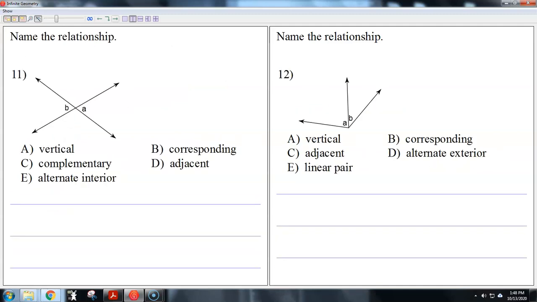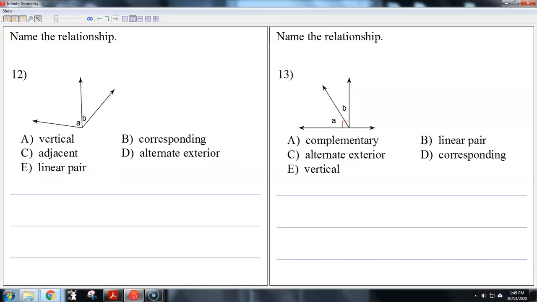11 and 12. Number 11, these two angles are across from each other on the x. Those are called vertical angles. They're equal to each other. Number 12, these two are just next door neighbors. They share a common side, but they don't add up to anything special, so they're simply called adjacent.